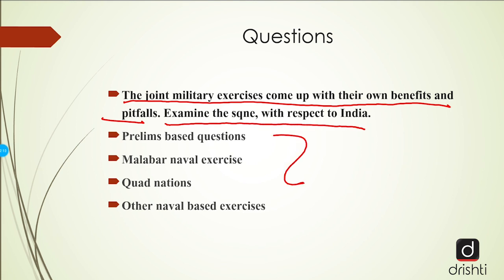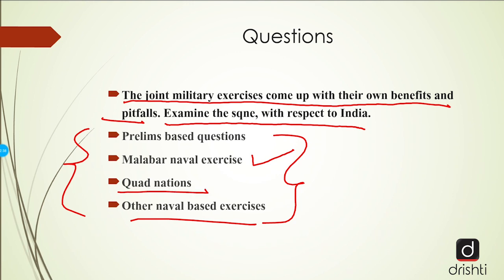Now, some of the questions that could be based on prelims, they can ask you about the Malabar naval exercise, when it got started, who were the initial members, when did Japan join, okay? And they can also ask you about other naval based exercises, some of the examples which I have given you, PASSEX between India and Australia, okay? Now, similar such exercises can be asked. Also, they can ask you about the Quad, who are the members, right? When exactly it was formed, when was the first time Quad was proposed. So you can have such questions.